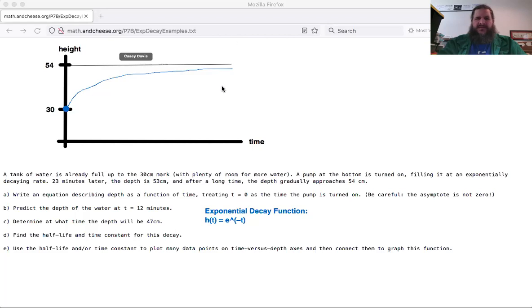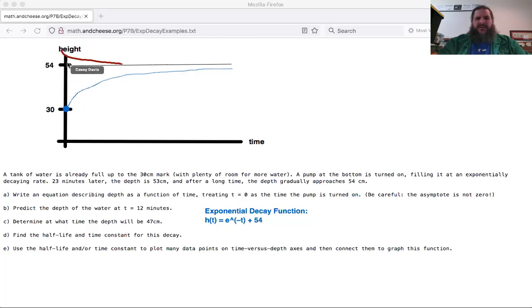If the default exponential decay function starts at 1 and approaches 0, draw this more accurately. Yeah, we can add 54. If the default exponential decay function starts at 1 and approaches 0 as an asymptote, we can shift that, because really what we want to do is take this default exponential decay function and shift it up 54 spaces so it's approaching 54 instead. We can accomplish that by just adding 54.